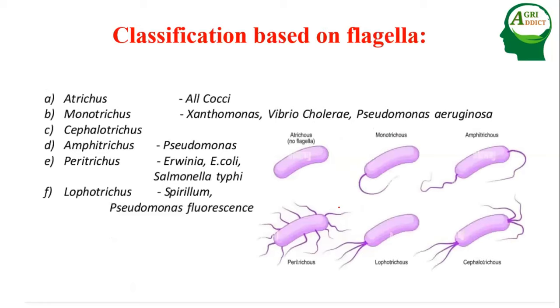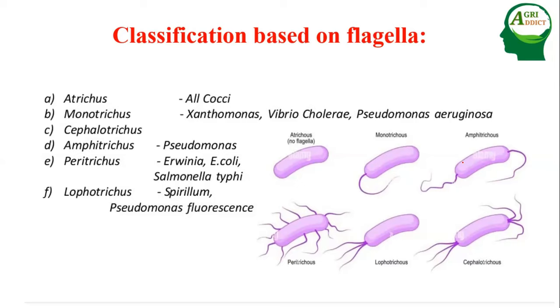We know that flagella is the motility organ. If bacteria doesn't have any flagella, as you can observe here, it is atrichous. Almost all the cocci are atrichous. Whereas monotrichous means it is having a single polar flagella here. Usually the xanthomonas bacteria will be having single polar flagella. Whereas amphi means single flagella at both the ends. Very good example is Pseudomonas.